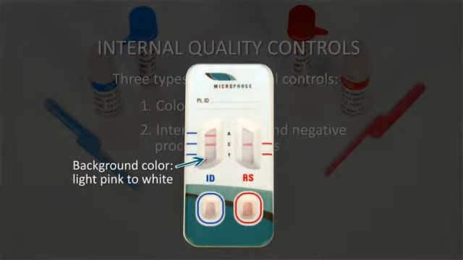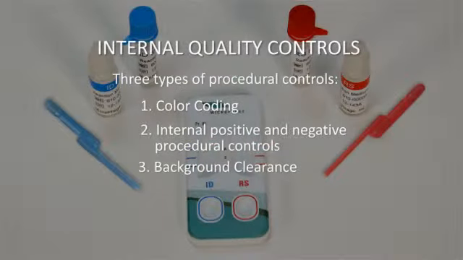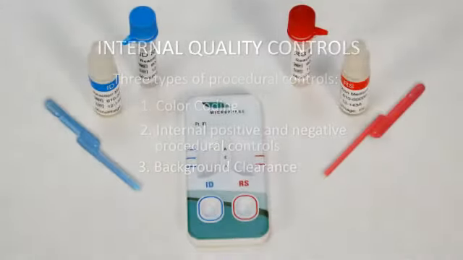If no interfering substances are present in the test sample and the detector is working properly, the background will be light pink to white. Background color should not hinder reading of the test. Microphage recommends that you record these controls with each test performed.